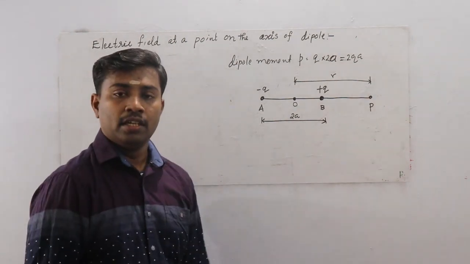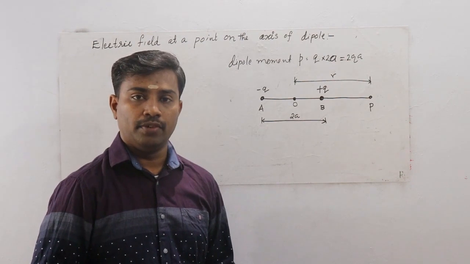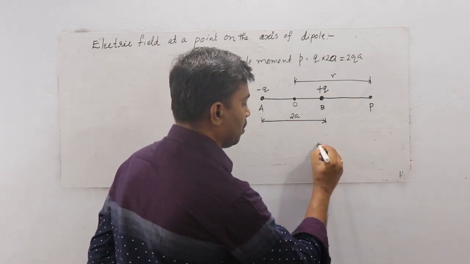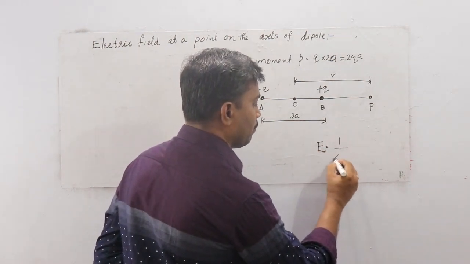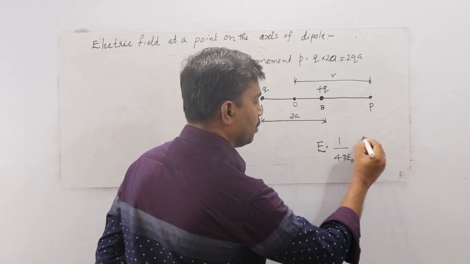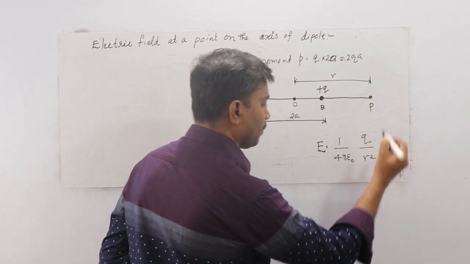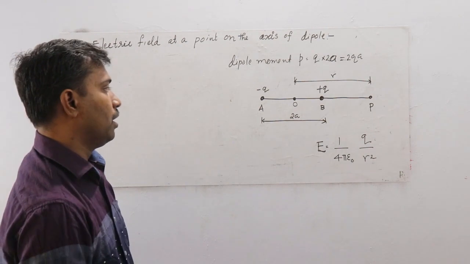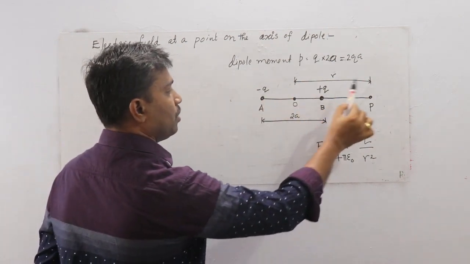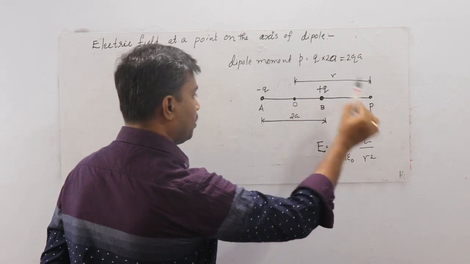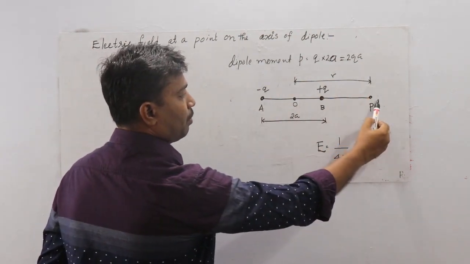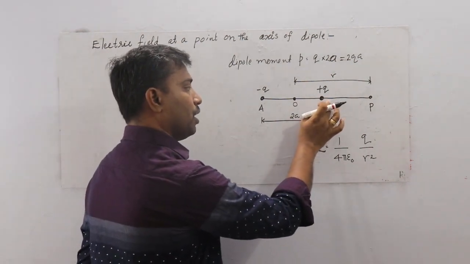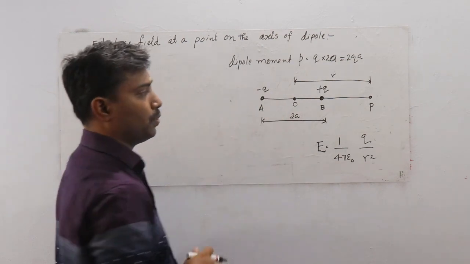We know the equation for finding the electric field at a point due to a charge, that is given by E is equal to 1 by 4 pi epsilon 0 q divided by r square. Here q is the charge and r is the distance from the charge to that point. Here there are two charges, so plus q will produce an electric field at the point P, and minus q also produces an electric field at the point P. The total electric field will be the sum of the electric field due to the positive charge and due to the negative charge.